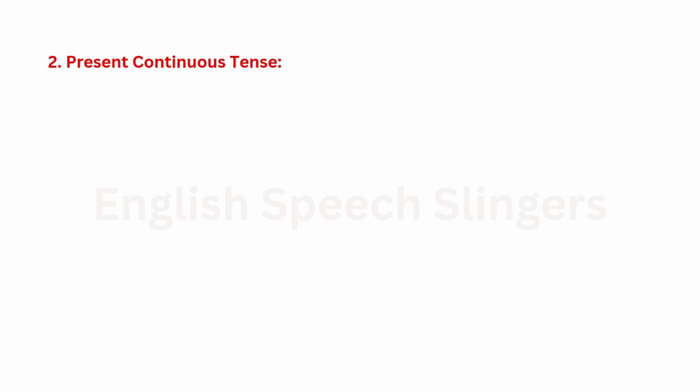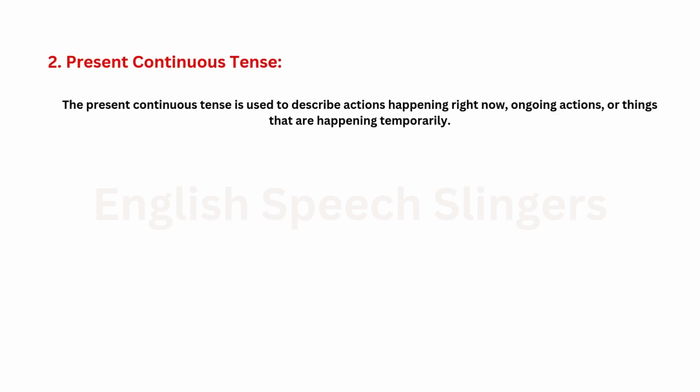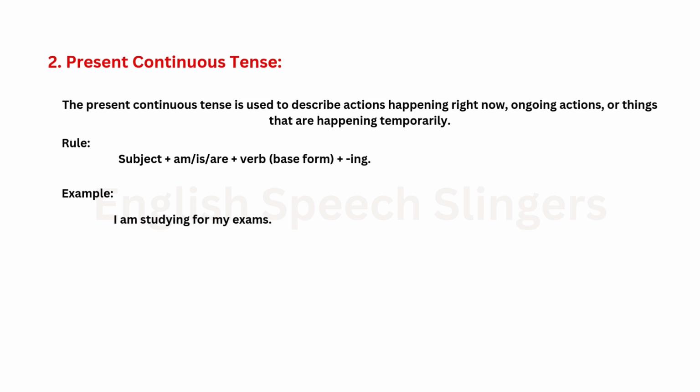Present continuous tense. The present continuous tense is used to describe actions happening right now, ongoing actions, or things that are happening temporarily. Rule. Subject plus am or is or are plus verb base form plus ing. Now, let's see some examples. I am studying for my exams.